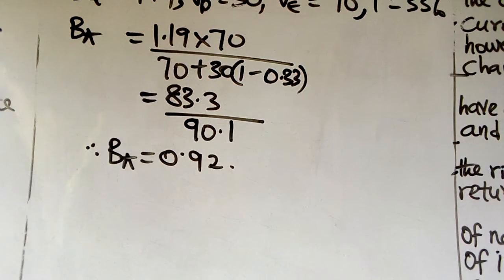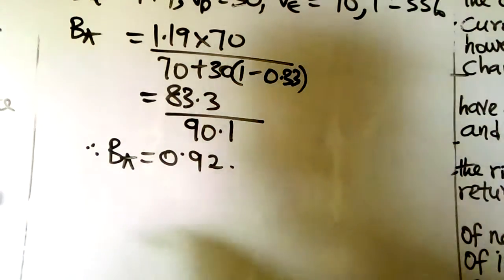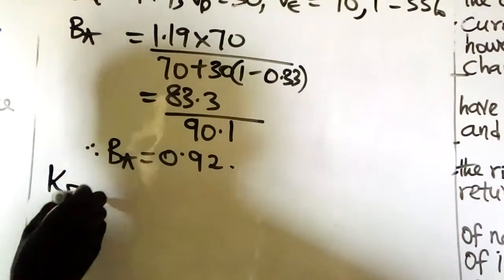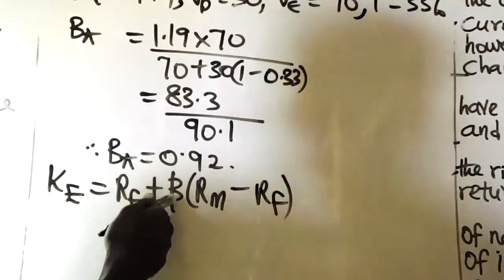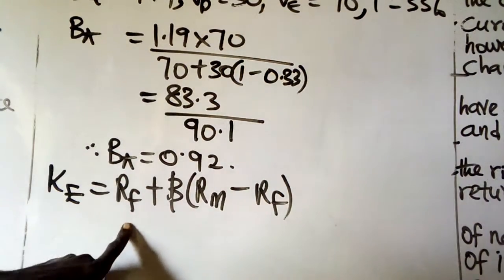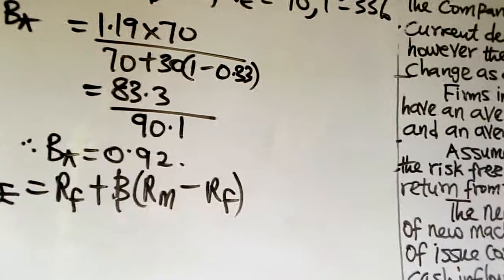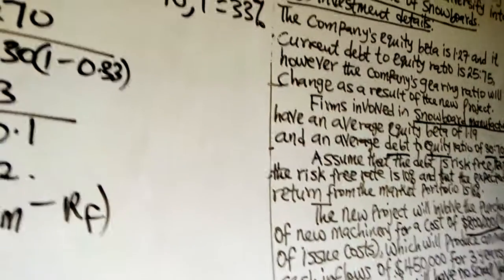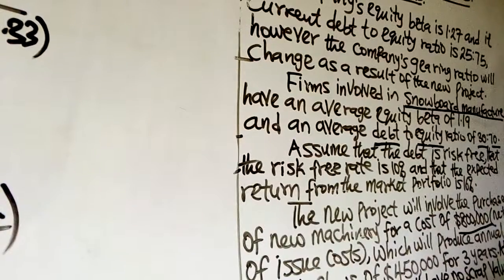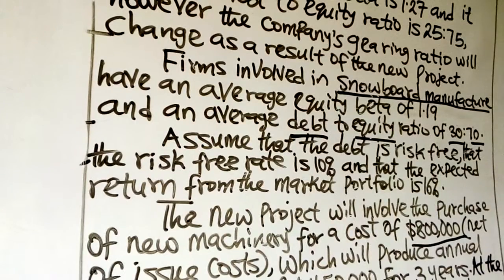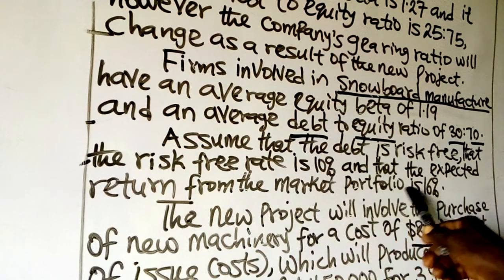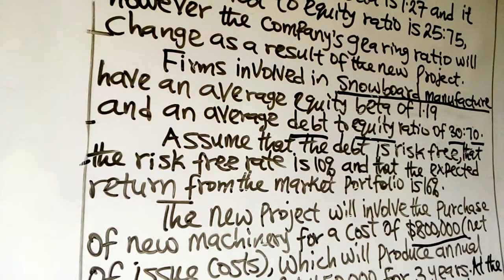Now, having obtained the asset beta, you go back to the capital asset pricing model formula. I've told you that using the capital asset pricing model, the cost of equity is the risk-free rate plus beta times RM minus RF. Our beta has been obtained to be 0.92. So what is our risk-free rate and what is the market return? Let's go back to the question. You were told that the risk-free rate is 10% and that the expected return from the market portfolio is 16%.